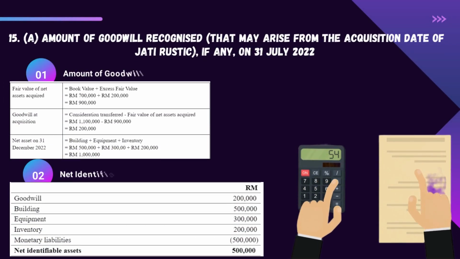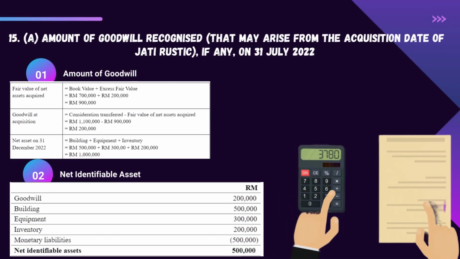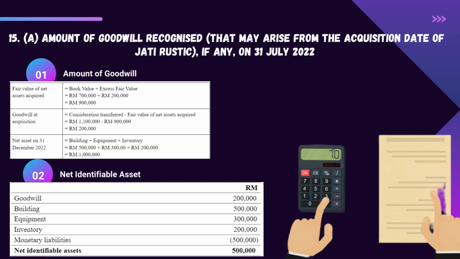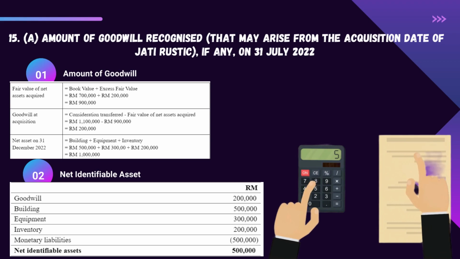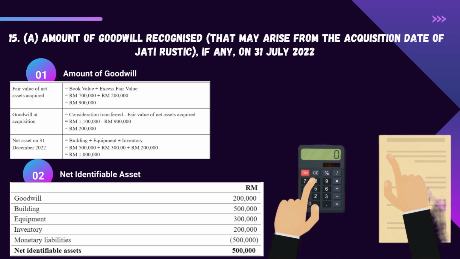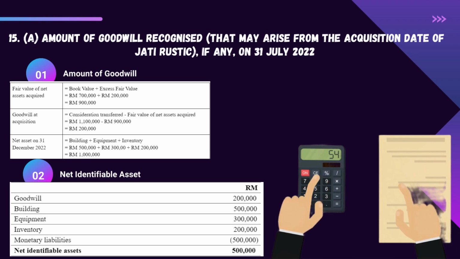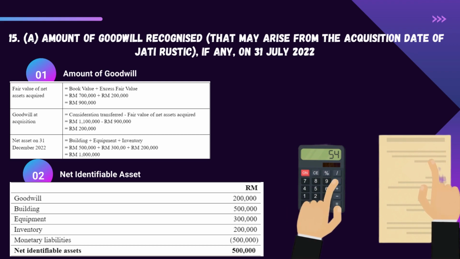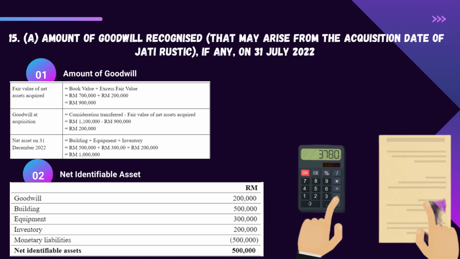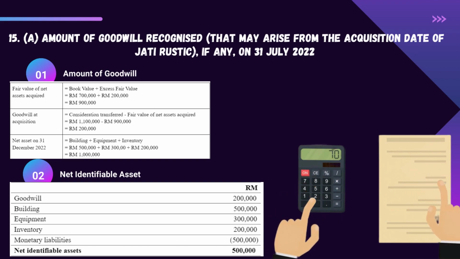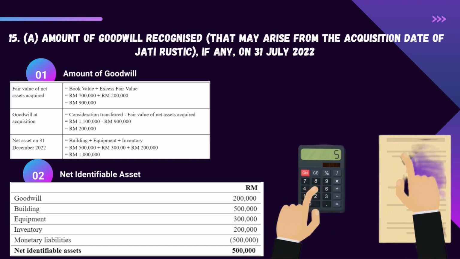Alright, on question 15, we need to determine the amount of goodwill recognized at the acquisition date of Jati District and the impairment loss to be recorded on 31st December 2022. First of all, we need to calculate the amount of goodwill. To calculate goodwill, we need to find the fair value of the net asset acquired, which is 900,000. Goodwill can be calculated by subtracting the fair value from the consideration transferred. Fair value of net asset is 900,000 and goodwill at the acquisition date is 200,000.